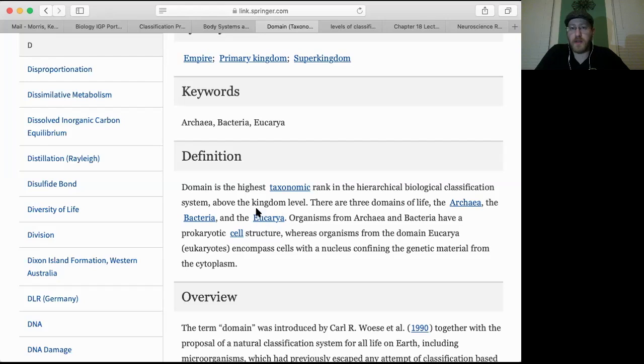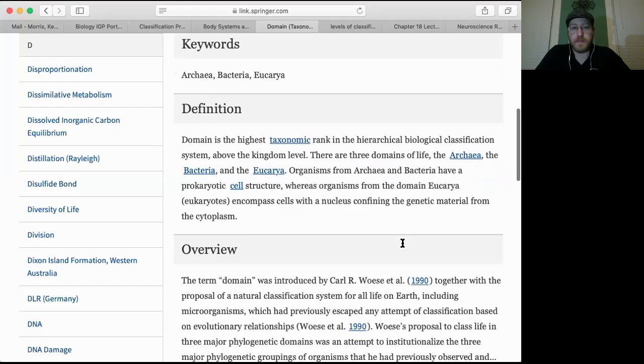So include the definition. It's in the domain Eukarya. Well, what is that? The organisms from the domain Eukarya encompass cells with a nucleus that confines the genetic material from the cytoplasm. In other words, they have a nucleus inside of the cell, unlike bacteria and archaea.